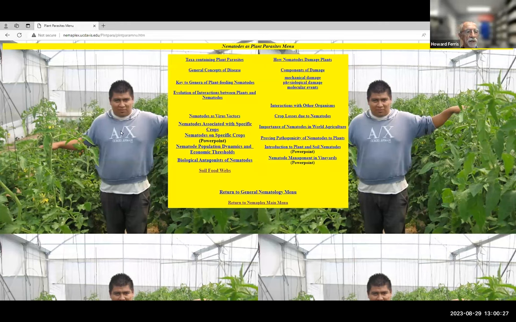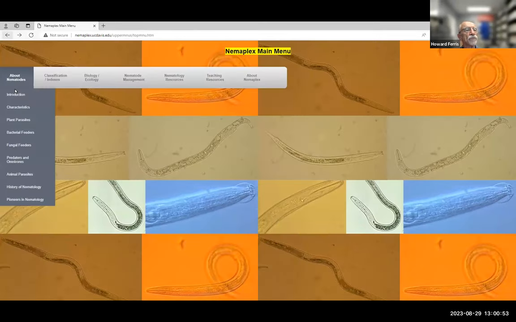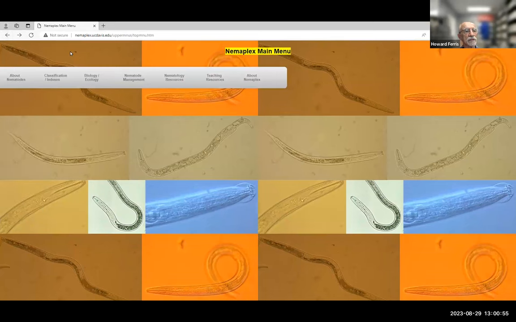And so he's showing you here, this hand that you can't see is showing that the peppers are two or three times higher, or 30 or 40 centimeters higher than they were without the biofumigant. And when you dug into the roots, you could see very, very great differences with the populations of nematodes and the symptoms on the root. Okay, enough of that. So that's Nemaplex.